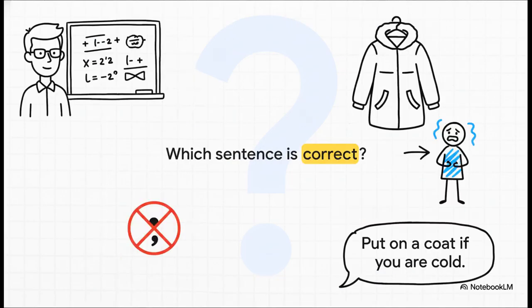All right, on to number 2. Which one of these sentences is grammatically correct? Pay close attention to the punctuation here. Got an idea? Remember that comma rule? No comma if the if is in the middle. So that means the correct answer is D. Put on a coat if you are cold.